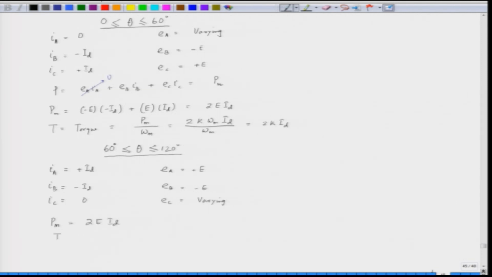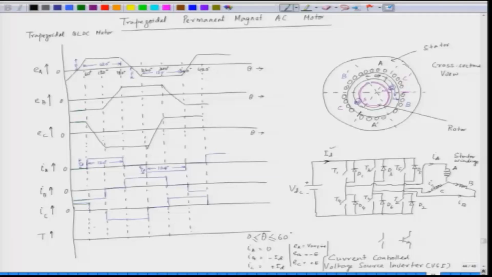So, what about torque? Torque is equal to 2 K into ID. So, torque does not depend upon the interval, it basically depends upon the current. When the current is constant, torque remains constant. So, when we plot the torque waveform here, the torque waveform is a constant waveform. So, the torque absolutely remains constant, it is equal to 2 K into ID. When we change ID, we can change the torque.